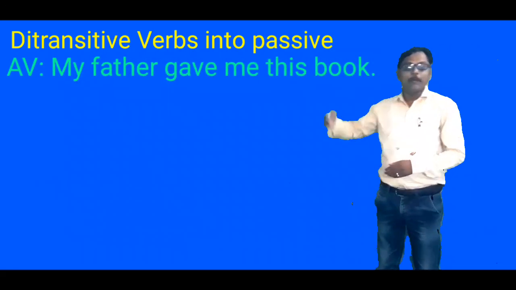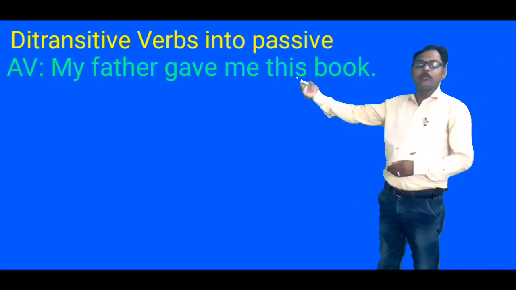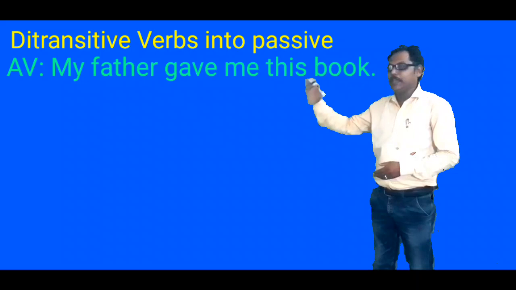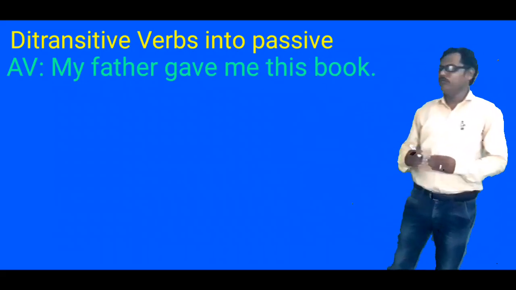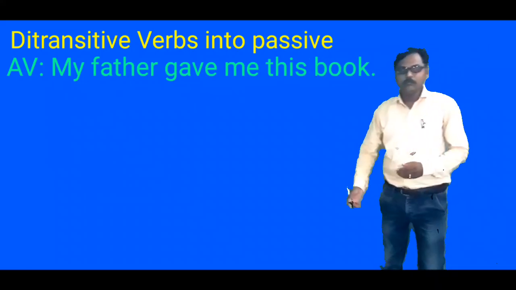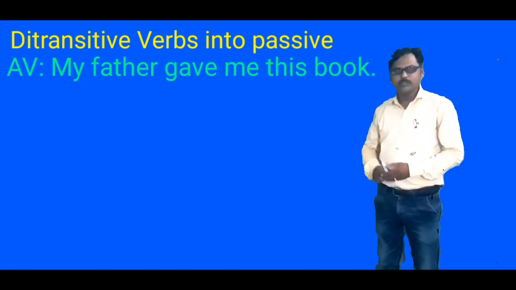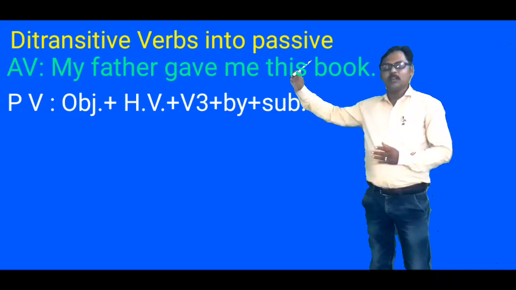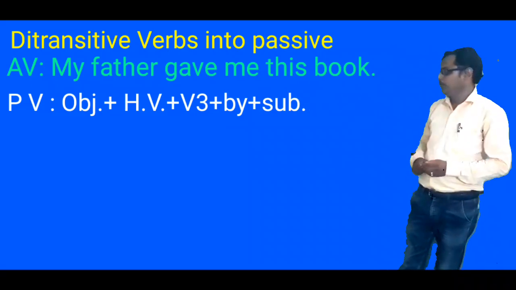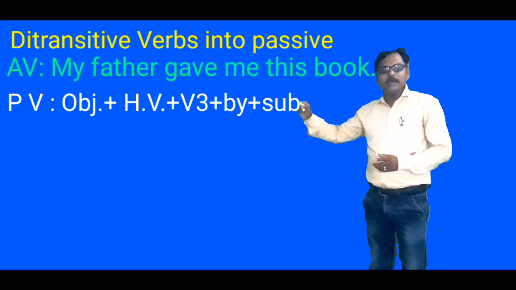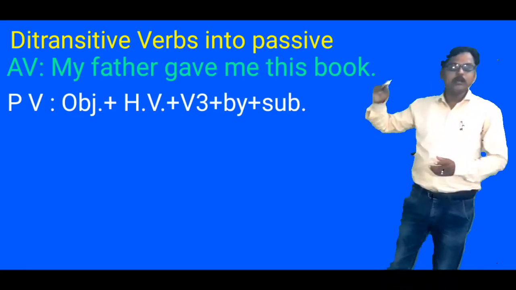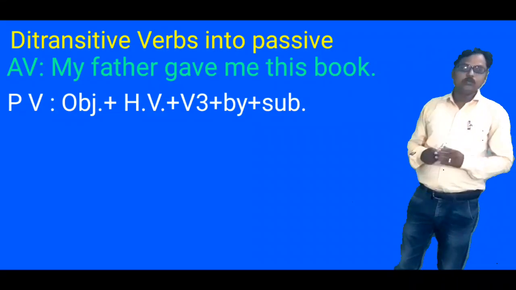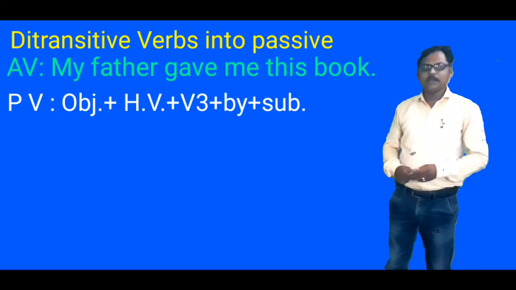The sentence is, my father gave me this book. Now in this sentence we can see that there are two objects. First, the verb is gave. This is in the simple past tense. The two objects are me and the book. Me is called the indirect object, and the book, the non-living thing, is called the direct object. So we can take both the direct object and the indirect object.